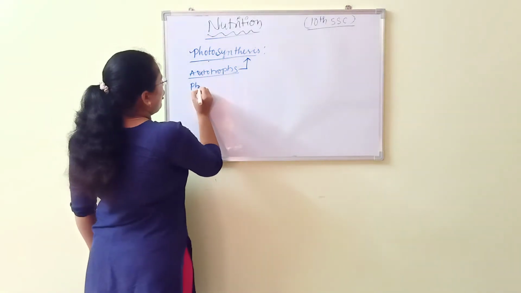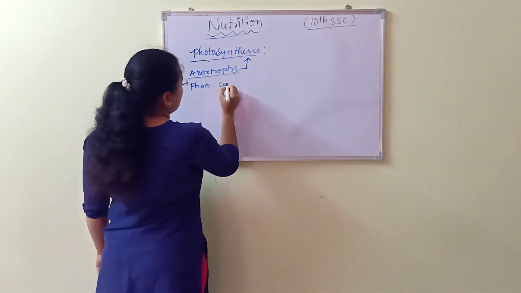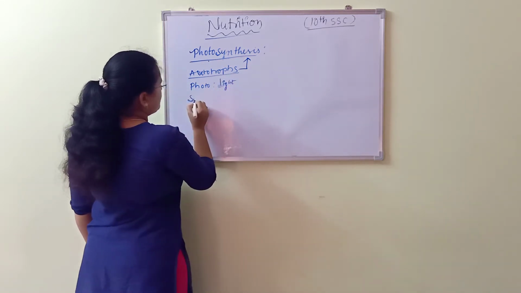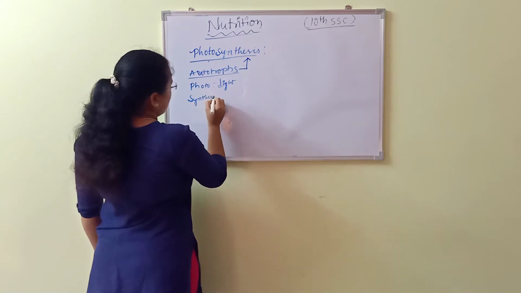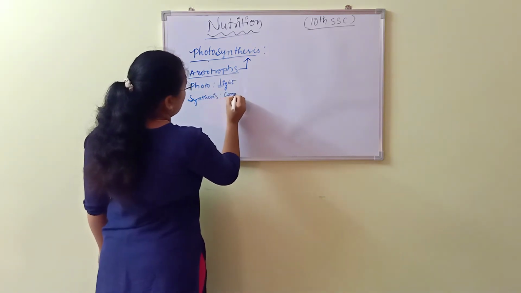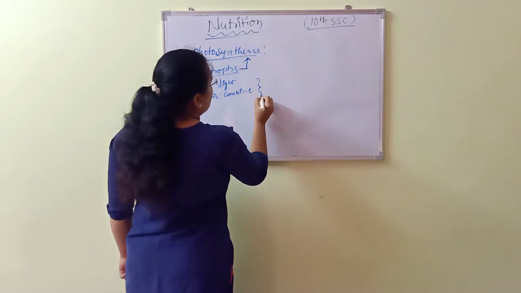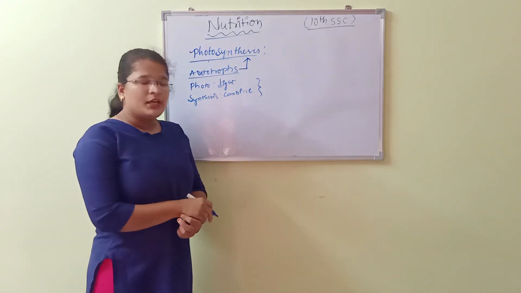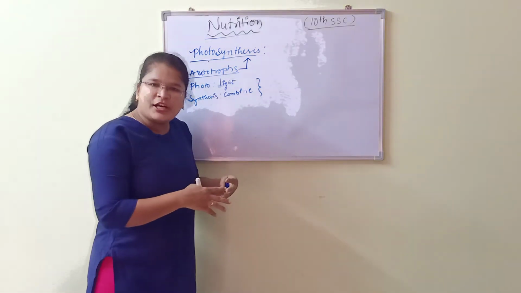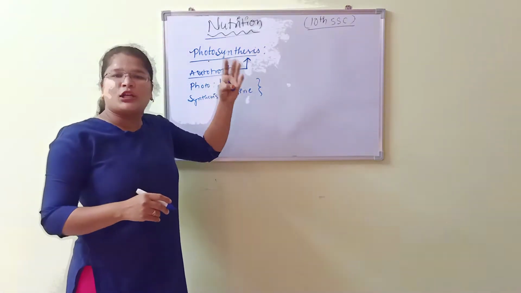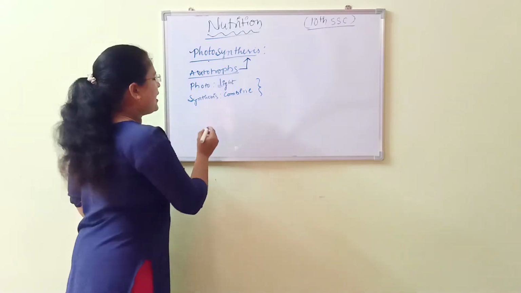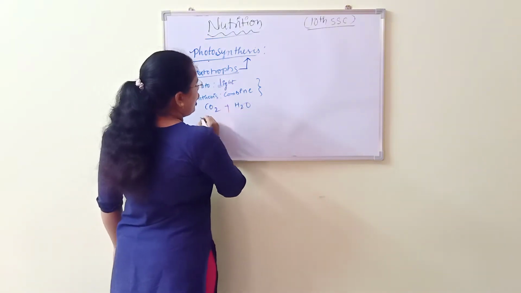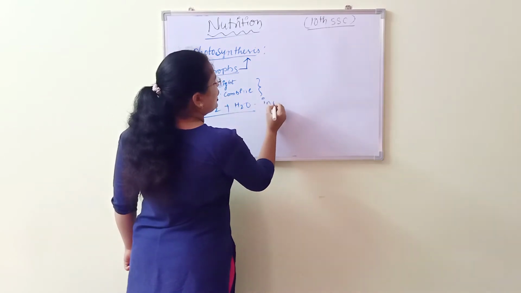Here, photo means light. Synthesis means combine. In the presence of light, the combination of components is happening. See, by the combination, the production of organic components is happening. The inorganic components, carbon dioxide and water, are the inorganic components.